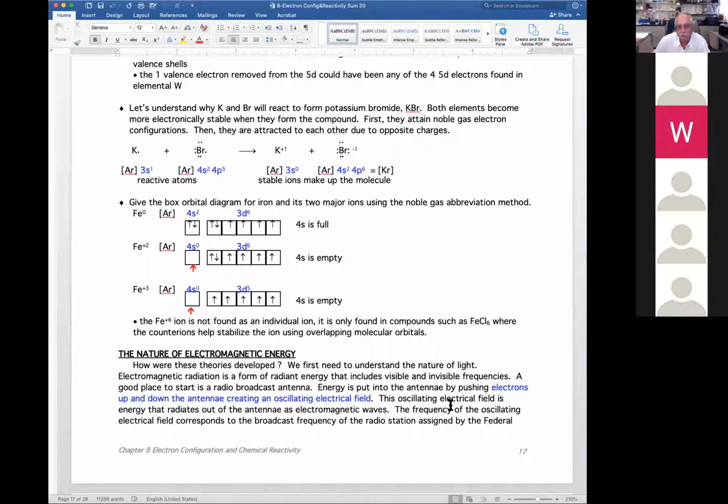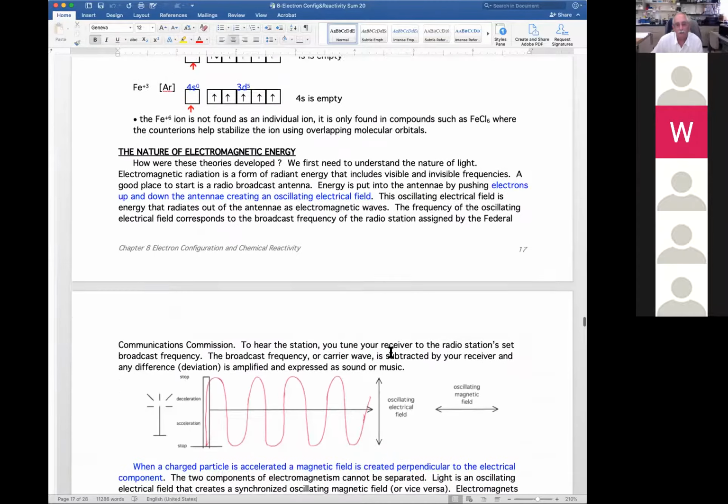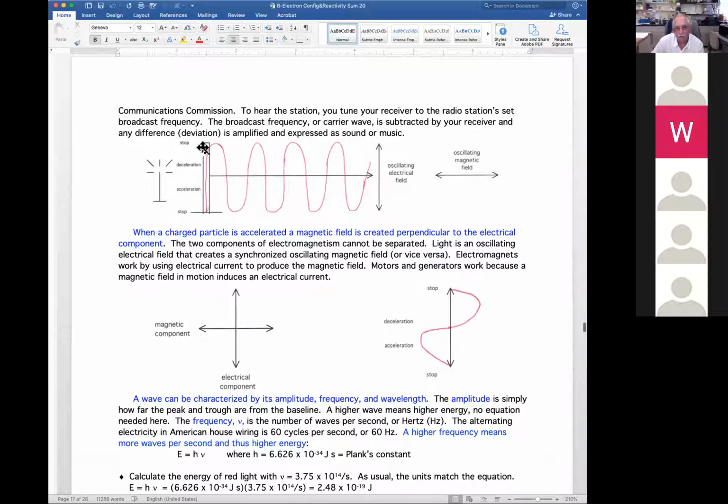So the rest of this chapter is I'm trying to give you an idea of where all this stuff came from. It just seems so convoluted, so complicated, but yet it comes from a natural progression of understanding light, how light is absorbed by atoms, how light is emitted by atoms, because we can figure out the energy of light by either its frequency or its wavelength. So I talked about what is electromagnetic radiation.